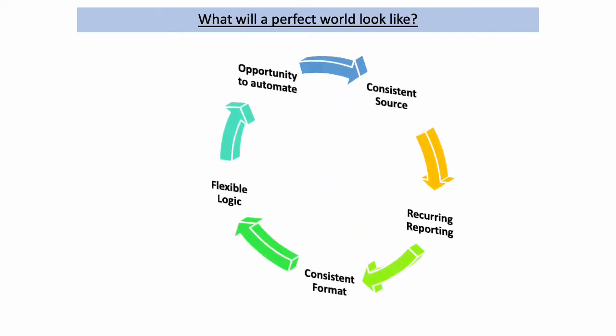So moving on to what a perfect world would look like. In the perfect world, what I believe is your data source will be consistent. You will be using the same system year over year, and the format in which the data is provided to you will stay consistent. The recurring reporting requirement stays the same. We are all in tax and we cannot do anything about it.